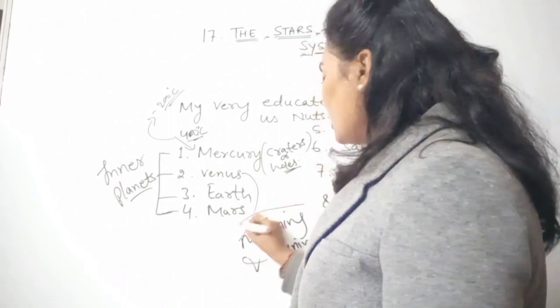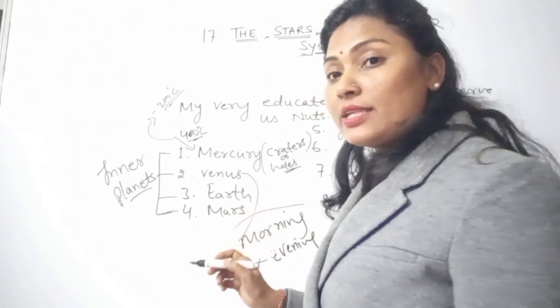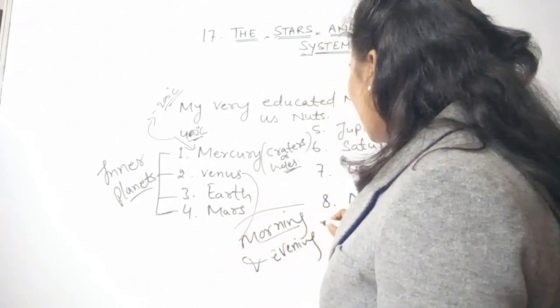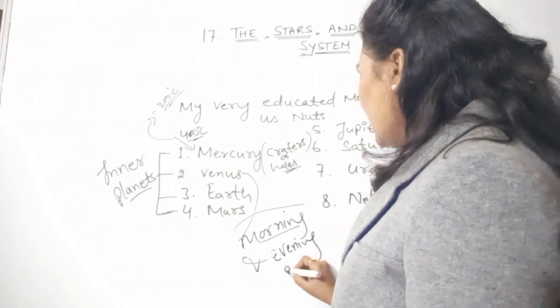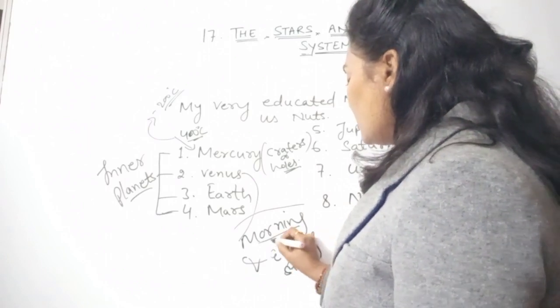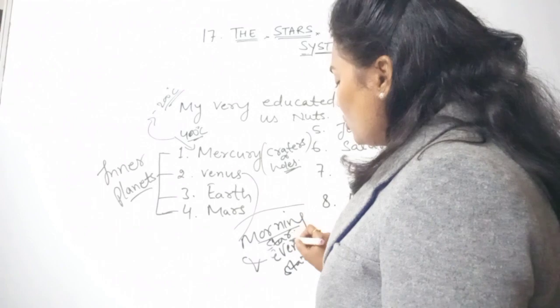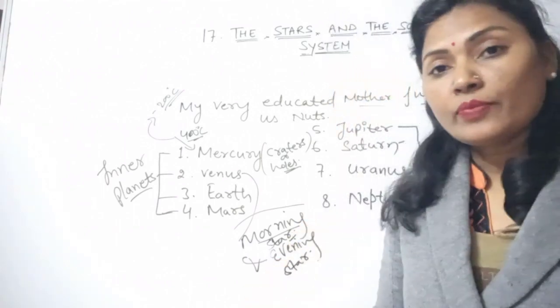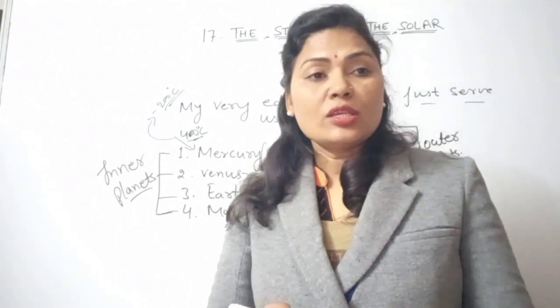So which planet is known as the morning star? That is Venus. Okay, so morning star and evening star, that is known as Venus. Got it?